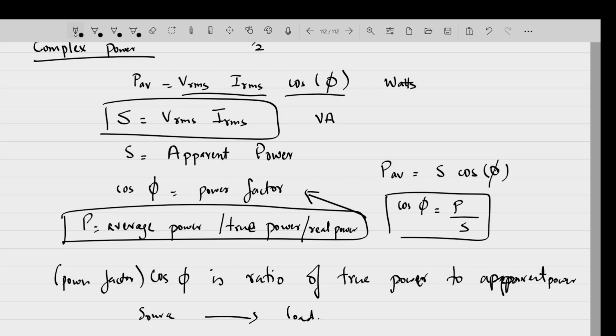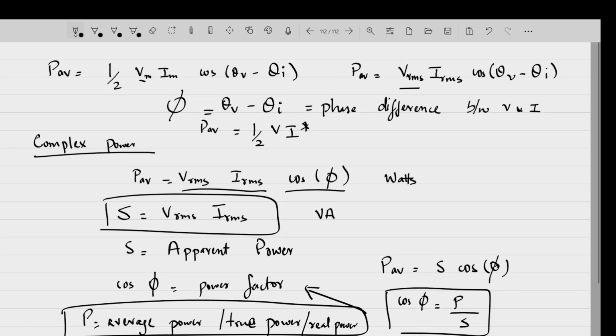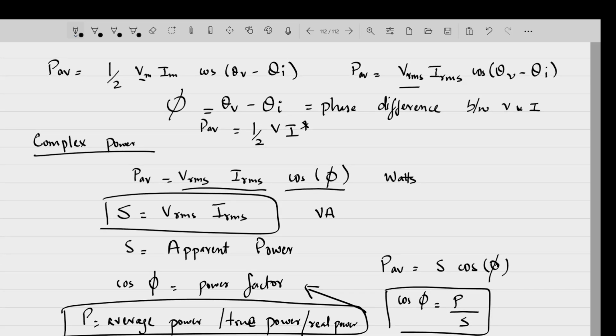That means cos phi, since we know what phi is, it is theta v minus theta I. So cos phi can also be written as cos of theta v minus theta I. So it is the cosine of the difference of the phase of voltage and the phase of your current.